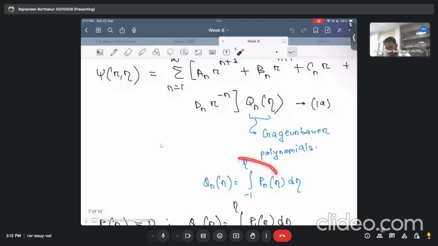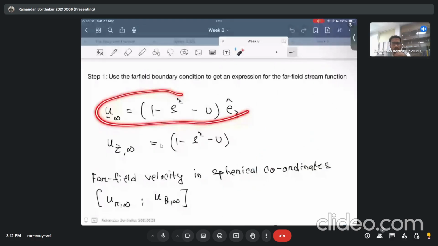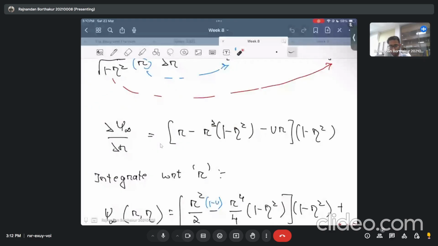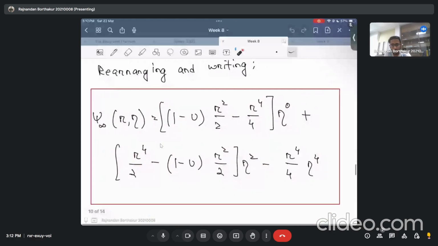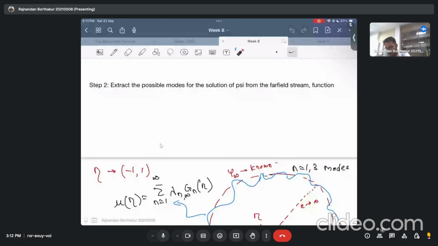Just 1 second. So basically we know the far field from the velocity, and from this far field we found out what psi infinity would be by integrating either the ur or the u theta component of velocity. In fact, we used the u theta component to calculate psi infinity, and then we saw the modes and something known as the orthogonality principle. Using the orthogonality principle, we saw that the modes present in psi infinity were n equal to 1 and n equal to 3.